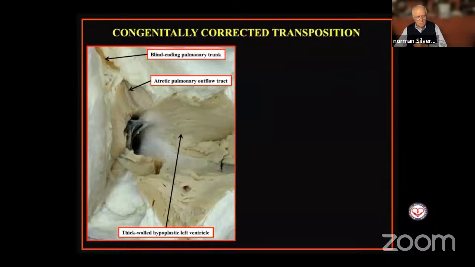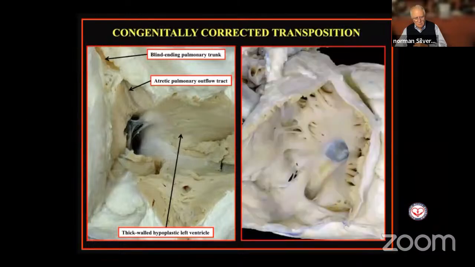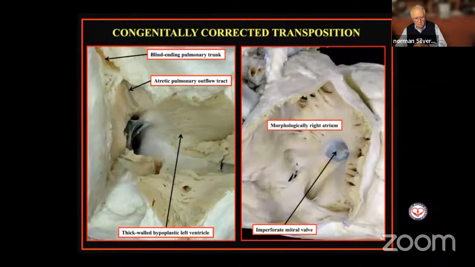You can also see a little bit of the tension apparatus of the valve, which, because of the discordant atrioventricular connections, is going to be the mitral valve. And when we look in the morphologically right atrium, we see that the mitral valve is also imperforate. So here we have the combination mitral atresia, pulmonary atresia with intact ventricular septum, giving us, if you like, a form of hypoplastic left heart syndrome, but in the setting of congenitally corrected transposition.